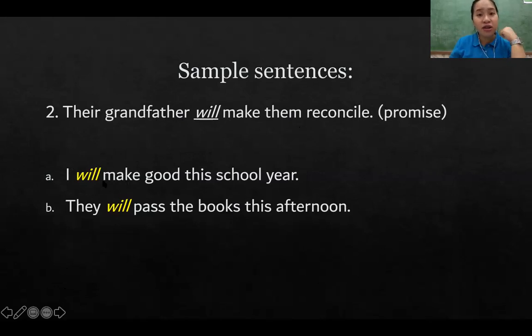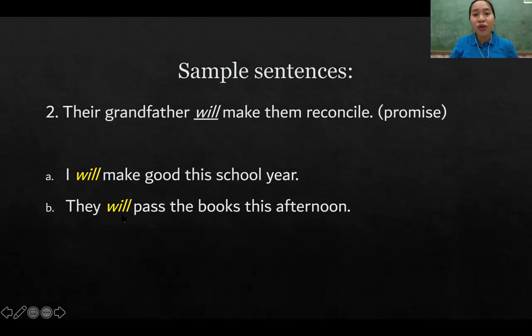So, we have here another example. I will make good this school year. Oh, once that promise. And who had that promise na? Are you going to make good this school year? Yes, I will make good this school year. So magtarong na ka. Okay? Especially now that you are graduating. Okay, so you have to make good this school year. So we use the modal will. That's a promise. If you're going to make good this year, diba?